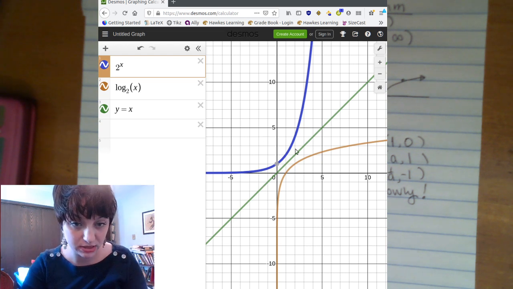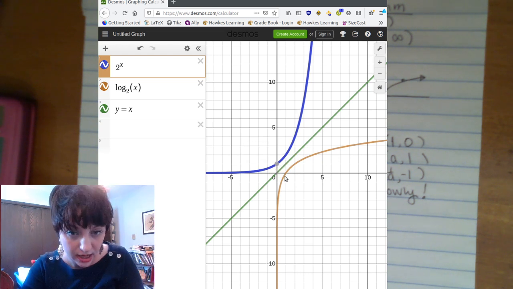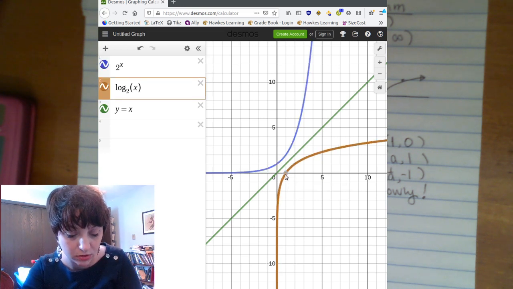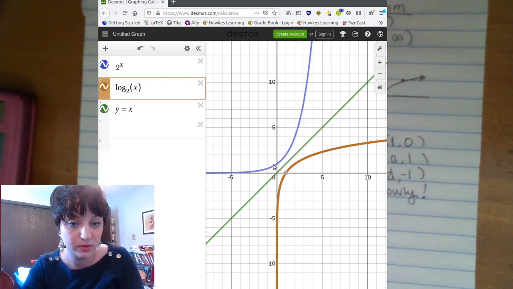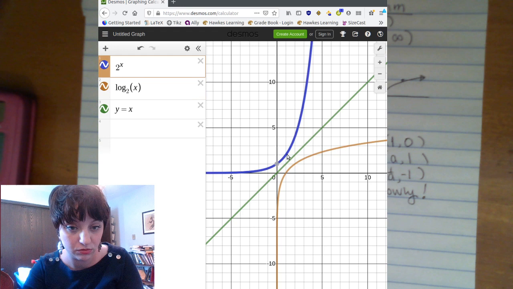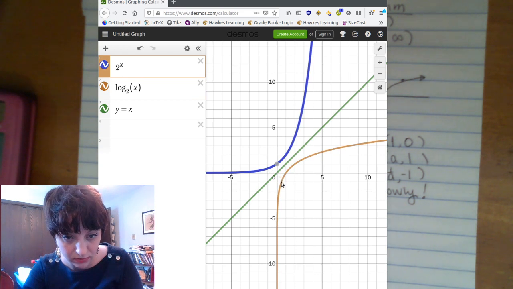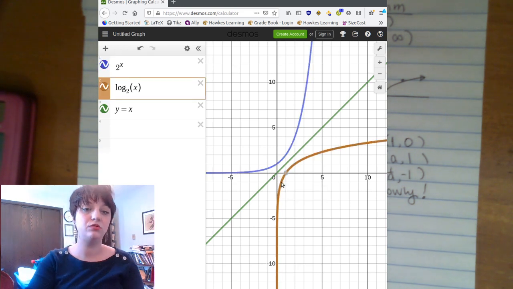So it has the point 0, 1 on the red, 2 to the x, and it should have the point 1, 0, which it does on the blue. My exponential should have the point 1, 2, so right here, and my logarithm has the point 2, 1. My exponential has the point -1, 1/2, and my logarithm has the point 1/2, -1. All right, so those are my graphs.